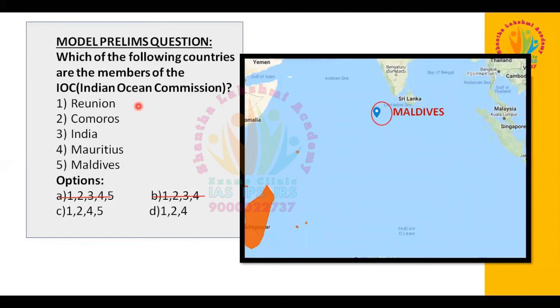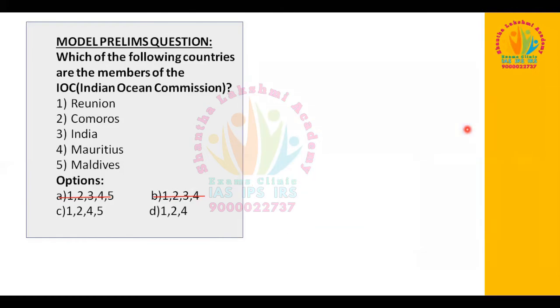Or if you can recall that IOC is about only the Western Indian Ocean island nations, whereas Maldives is slightly on the eastern side, so it cannot be a member of IOC. By this, we can easily eliminate Maldives and your answer would be D.